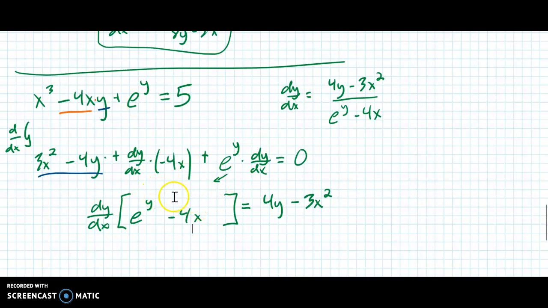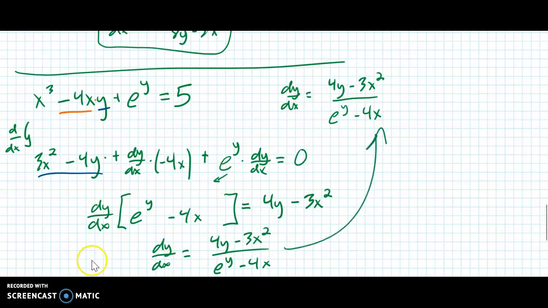Why did I write them in that order? I wrote them in that order because I like to have the positive one first. And now I'm just going to divide by the bracket. If I do that, I get dy/dx equals 4y minus 3x squared all over e to the y minus 4x. And that matches this up here.